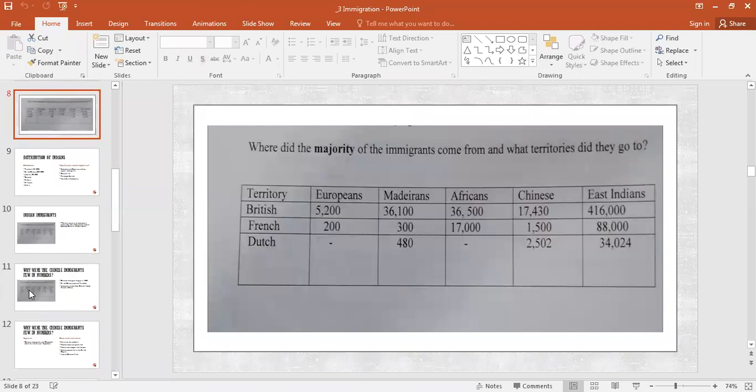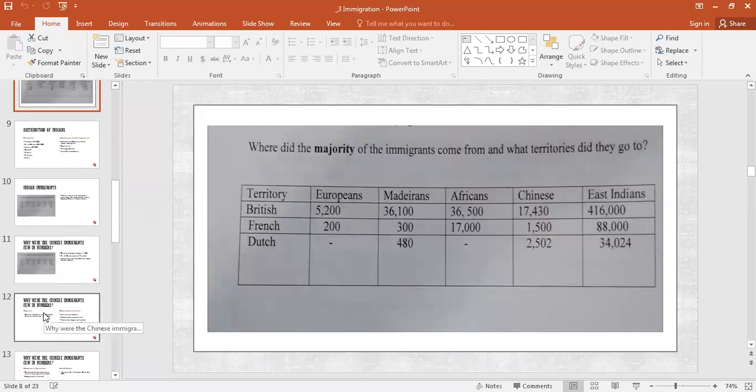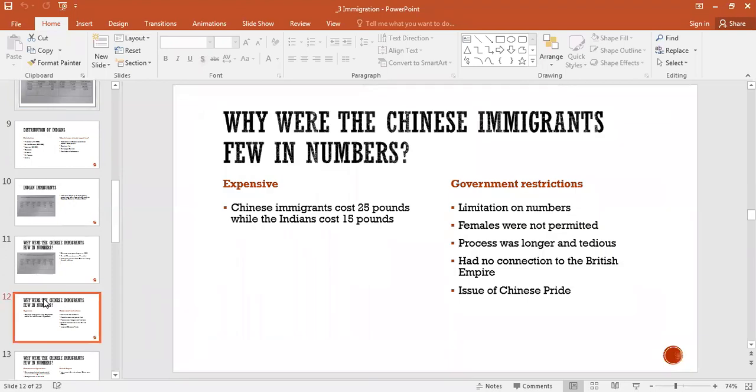So we know for sure, compared to the East Indians, that the Caribbean had fewer Chinese coming in to work on plantations. Now, the question that I know CXC will ask is why were the Chinese immigrants few in numbers, or why they had just a small number of Chinese immigrants? That is the question you're going to get in the exam. So please zero in on that.